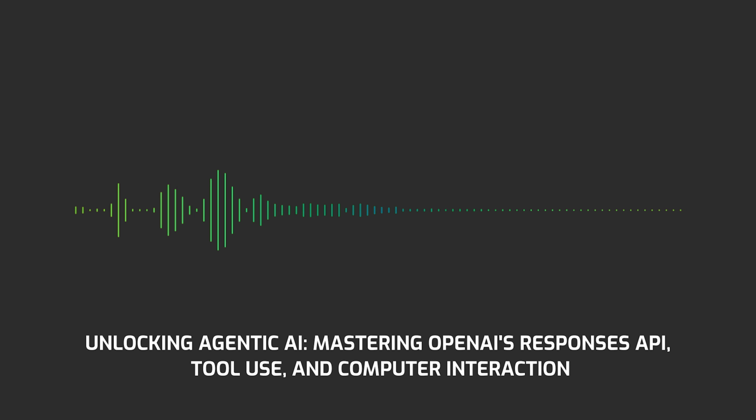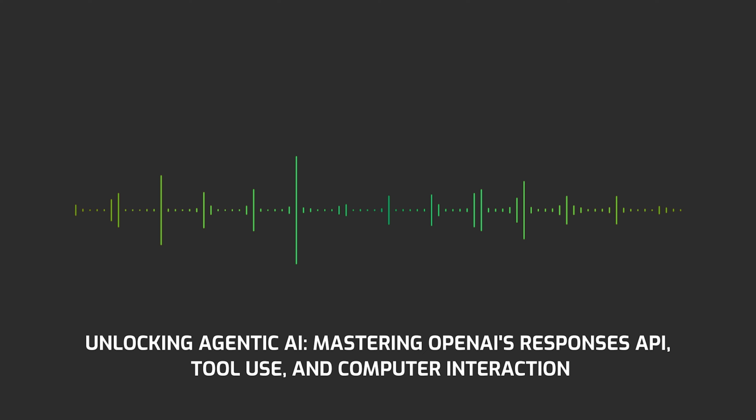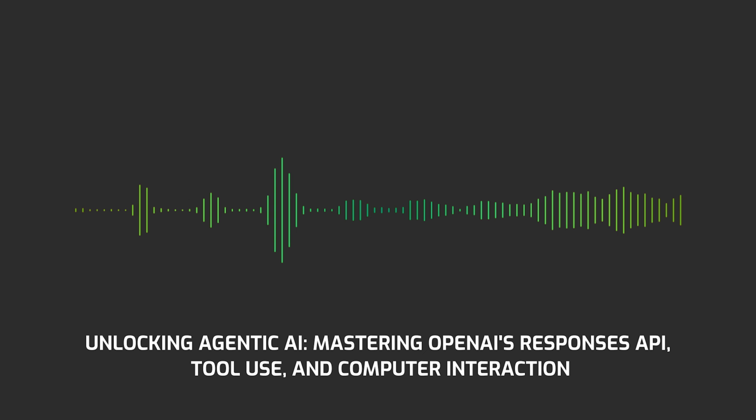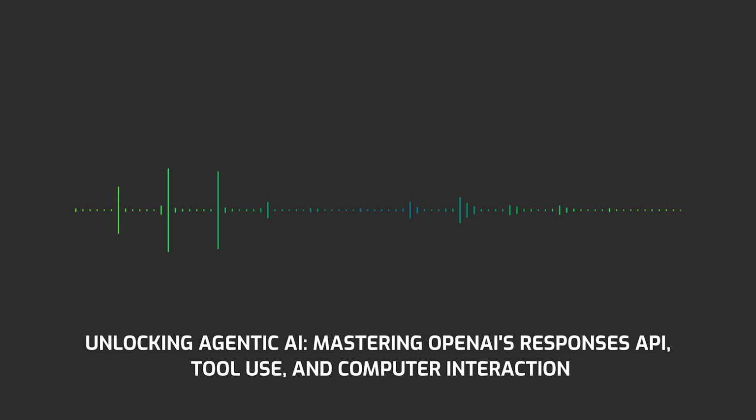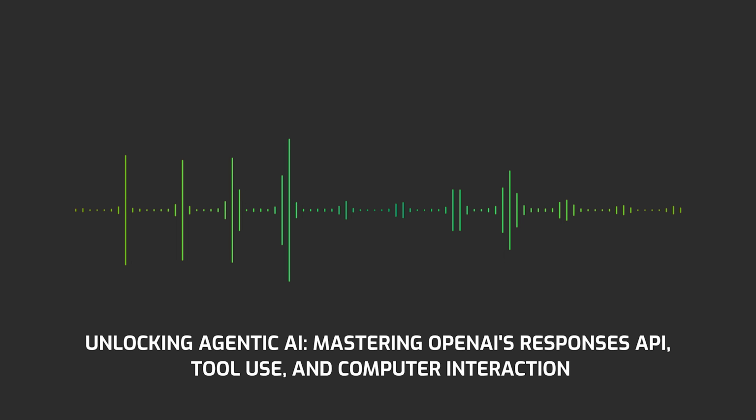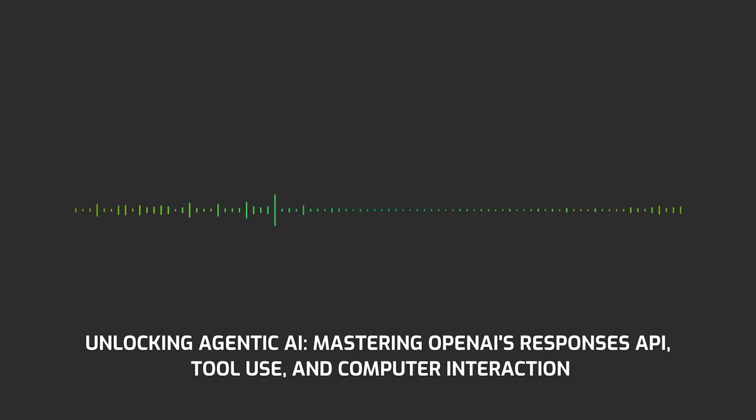Built-in tools are ready-to-use functionalities that your AI can leverage directly, and they come baked right into the responses API. We're talking about things like web search, which allows your model to actually go out and access information from the internet in real time. There's file search, so it can analyze documents that you provide. And then there's this really intriguing one called computer use, which I think really pushes the boundaries of what we traditionally think of as AI capabilities. We're going to spend a good chunk of time unpacking that one later.